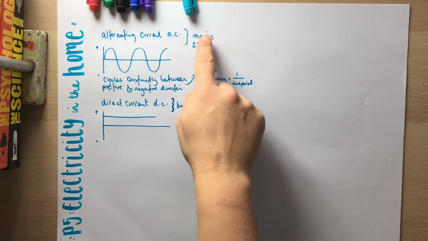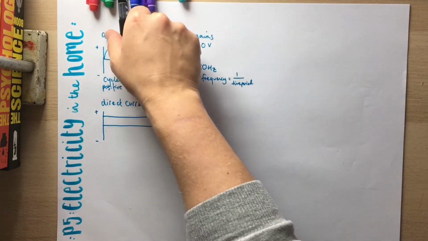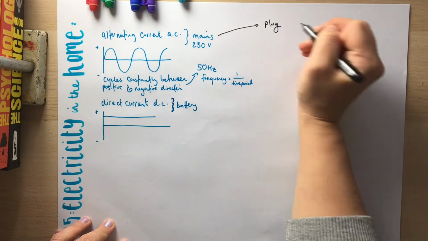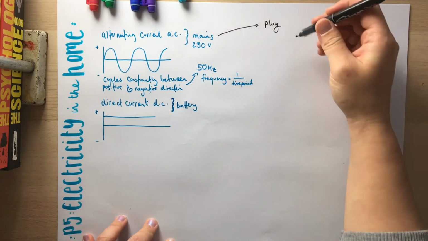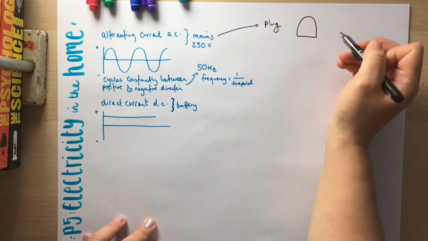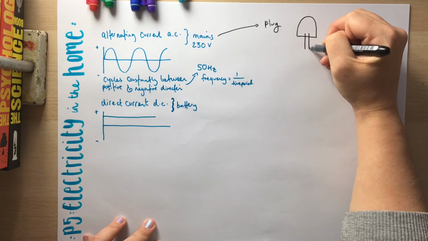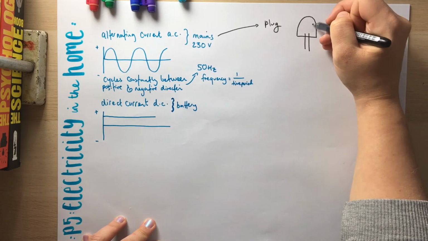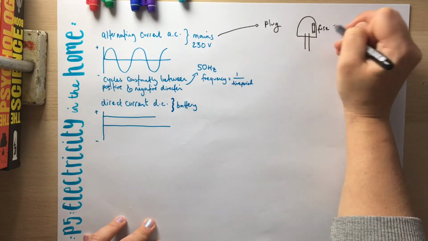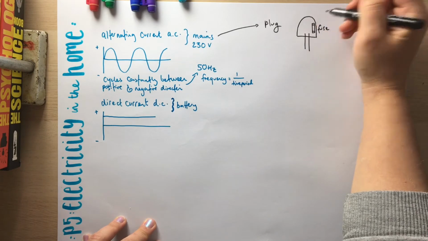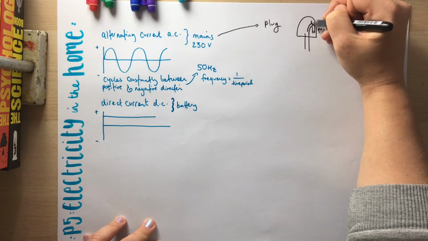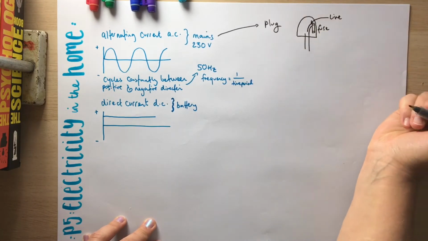Okay, so let's focus on mains for a moment. So you need to be able to know what happens with a plug. Okay, so I'm going to very quickly draw a plug. So you would have the main cable going into the plug. You have something here called the fuse. Okay, and the wire that is attached to the fuse is the live wire. Okay, so the live wire is attached to the fuse.